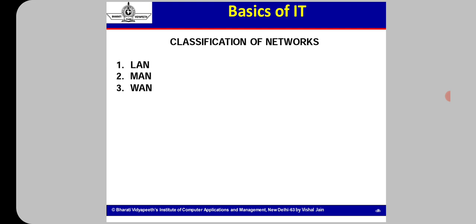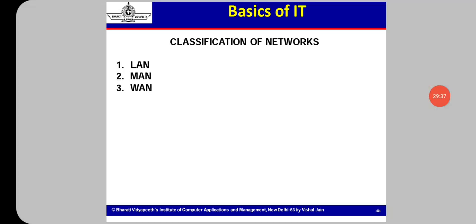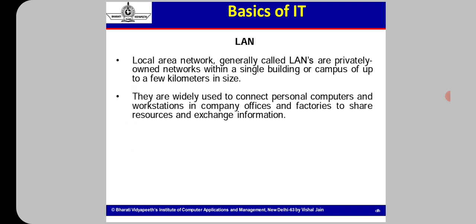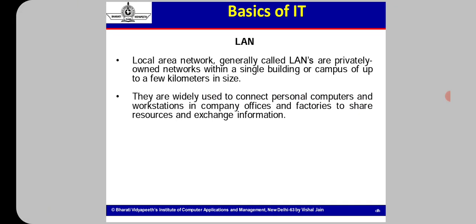LAN means local area network. MAN means metropolitan area network. The third one is WAN, meaning wide area network. We will explain all these three types of networks with their characteristics, features, applications, limitations and so on.